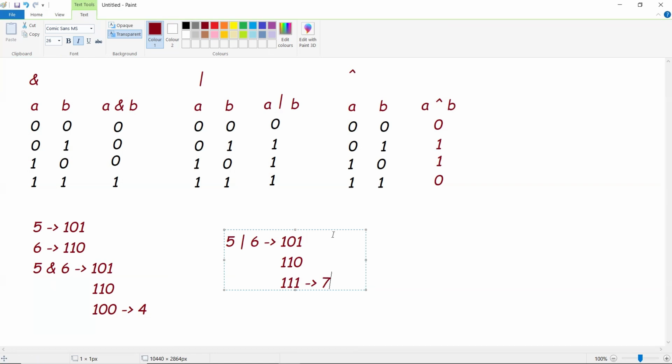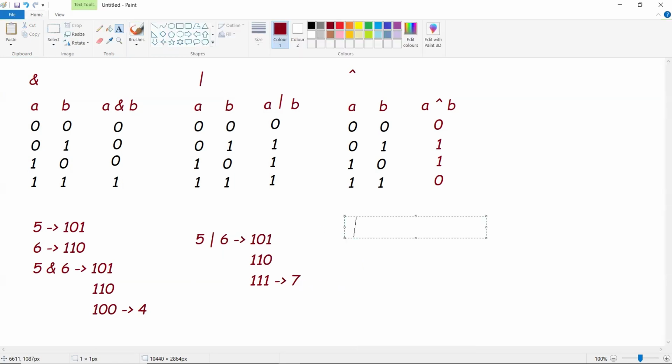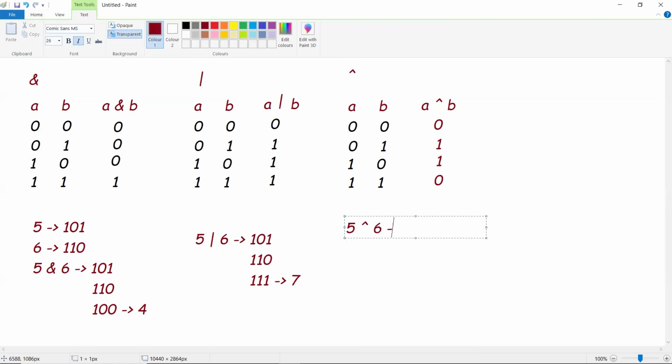Now let's go for 5 XOR 6 and find the output. Same 101, and 110 is also the same. Let's do the XOR. Now you see the leftmost two bits, 1 as well as 1. As both the bits are the same, the output would be 0. Then 0, 1: both bits are different, the output is 1. 1 XOR 0: both bits are different, the output is 1. So now we get the output to be the value 3.